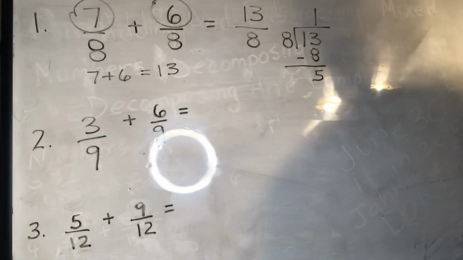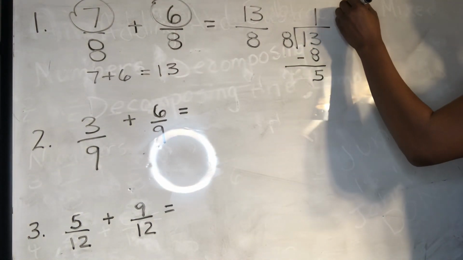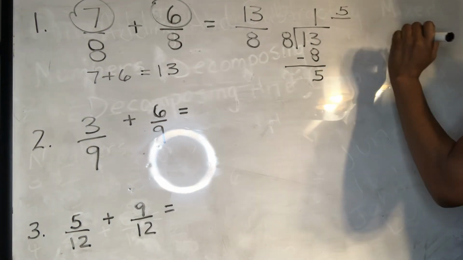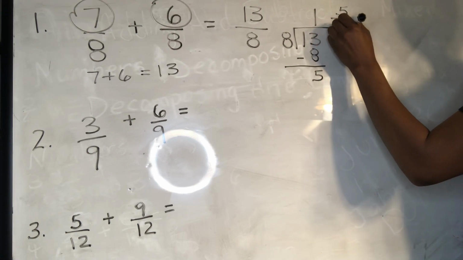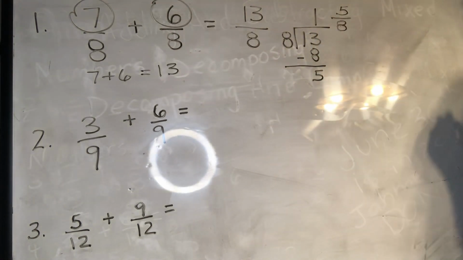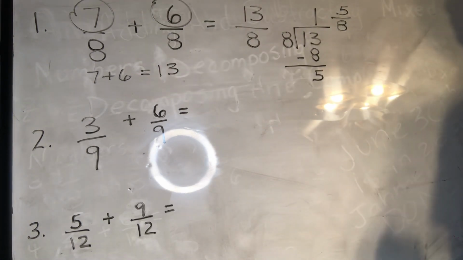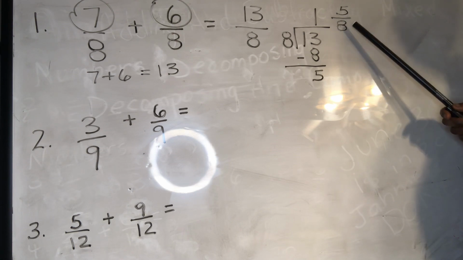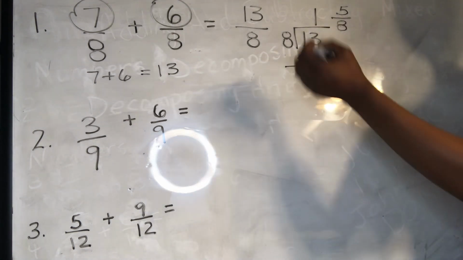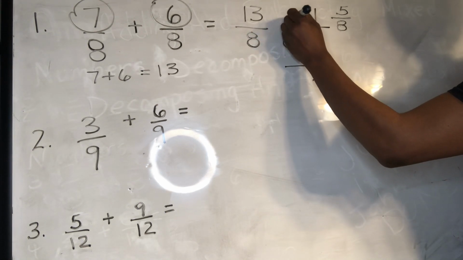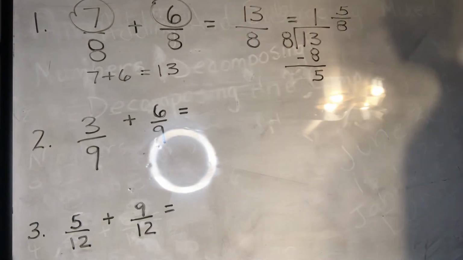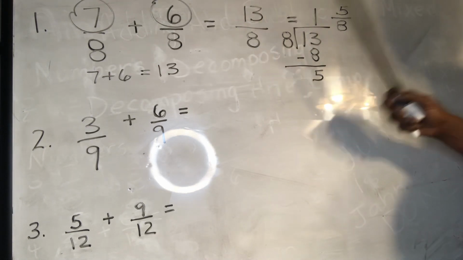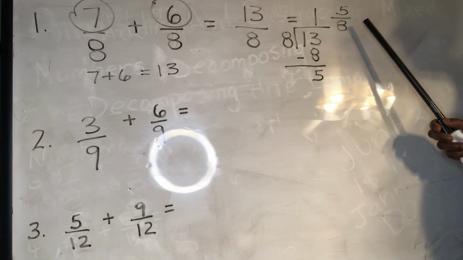Now that we got that 5, we take that 5 and we move this up here to the top with our answer, and we make that our numerator, and we keep the same 8, and that is our denominator. So now we have a new answer of 1, which is a whole number, and a fraction of 5 over 8. Now, both these two represent the same amount, which means they are equivalent. 13 over 8 is an improper fraction, and 1 and 5 over 8 is what we call a mixed number.